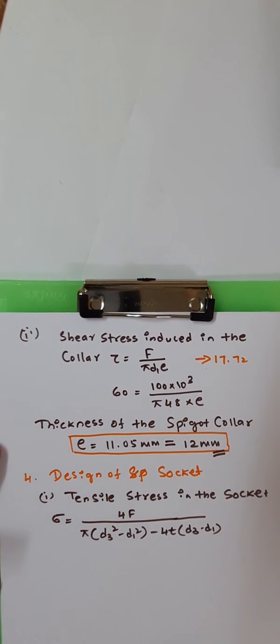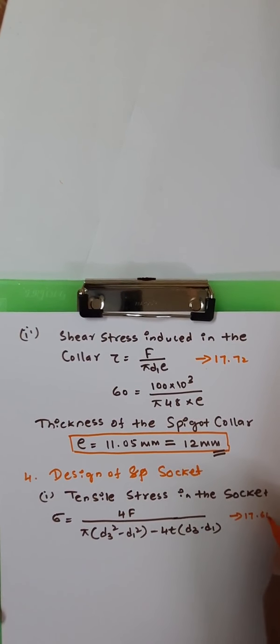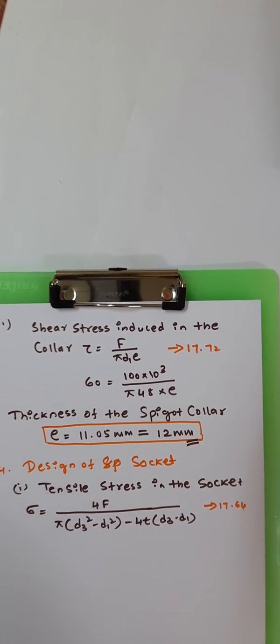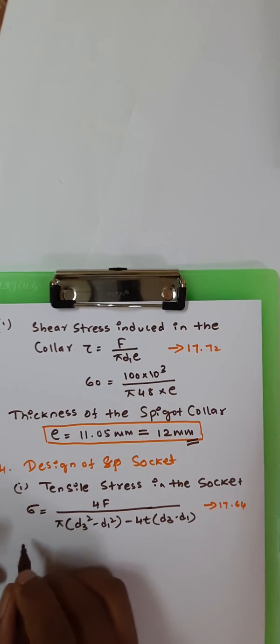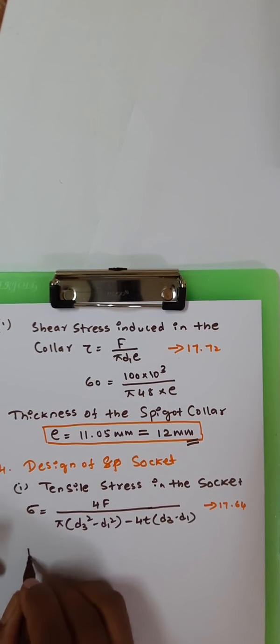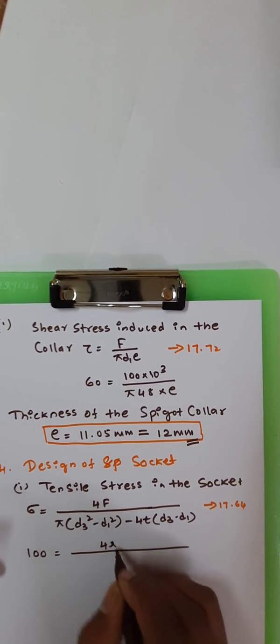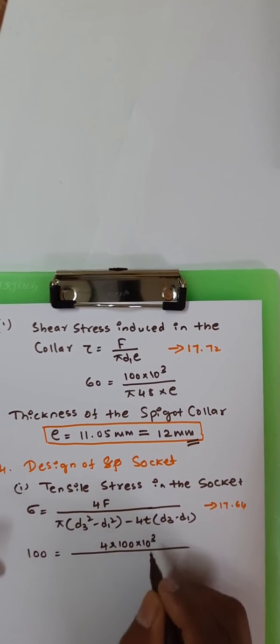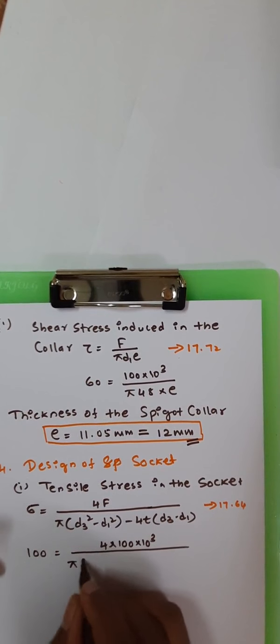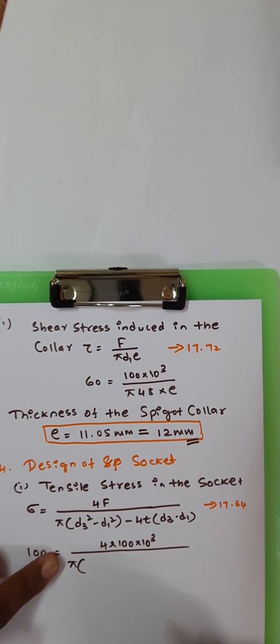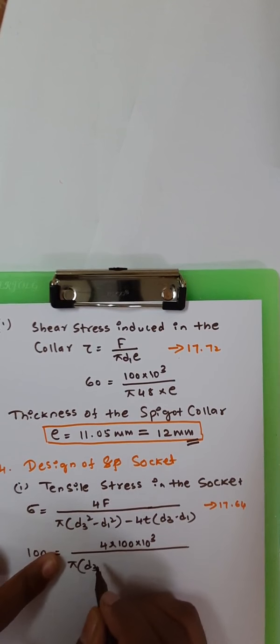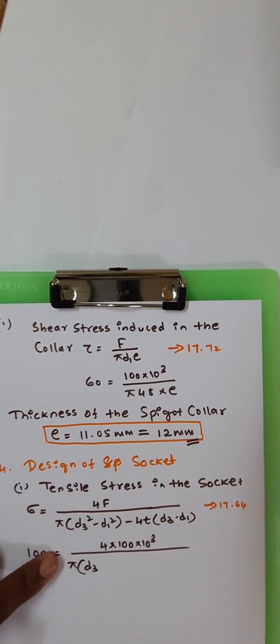So this is the equation which is available in the design data handbook, that is 17.64 from the design data handbook, Dr. K. Lingaya. So we know the value of sigma, that is 100, and we know the value of F, that is 100 into 10 power 3, divided by pi into d3. We don't know the value of d3. We need to find out the diameter, the design of socket.